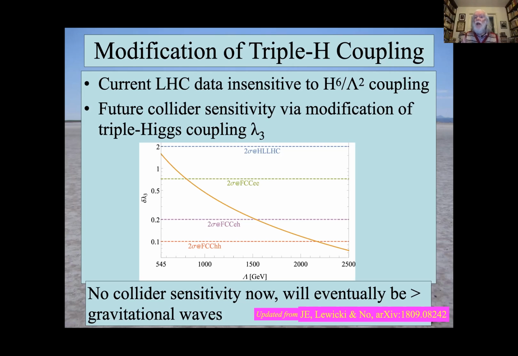So there's no collider sensitivity now. For the time being, gravitational waves have an open field. However, eventually, colliders, high luminosity LHC in the 2030s, FCC-ee or CEPC in the 2040s, FCC-hh or SPPC in the 2060s maybe, would beat out gravitational waves. But we see here an example where there is a possible complementarity between collider searches and gravitational wave experiments.